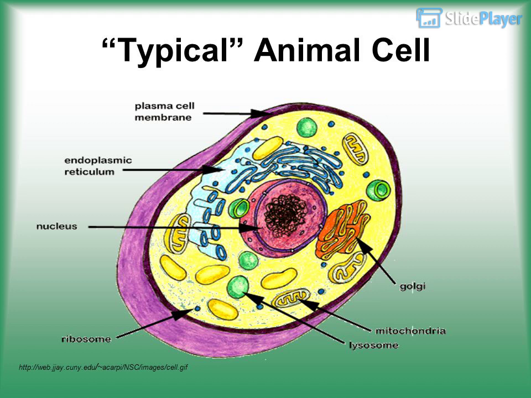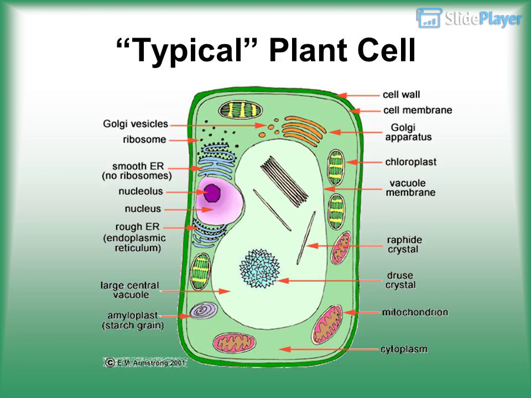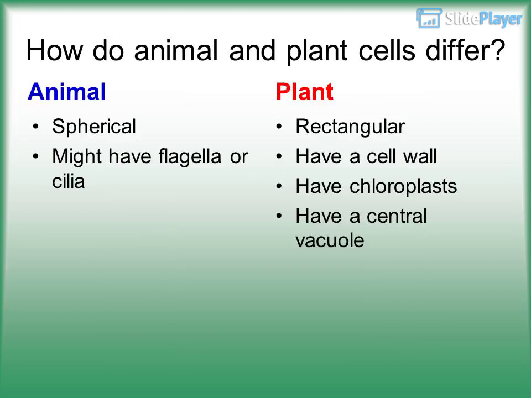Typical animal cell. Typical plant cell. How do animal and plant cells differ? Animal cells are spherical and might have flagella or cilia. Plant cells are rectangular, have a cell wall, have chloroplasts, and have a central vacuole.